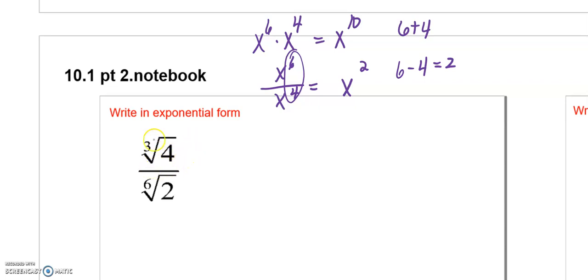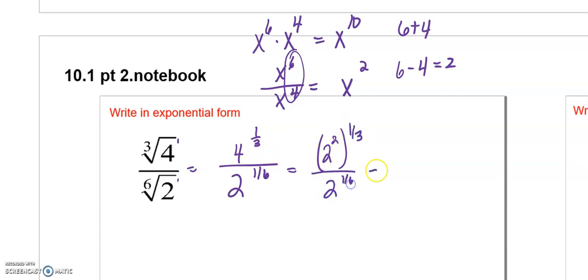So let's look. Can't divide because this is a cube root. That's a 6th root. There's no dividing this and making it 2 to some root. So I write 4 to the 1/3, 2 to the 1/6, because there's no other powers besides a 1. So the power on top, root on the bottom. At this point, I cannot divide because these aren't the same, but I should know that I can get 4 as 2 to the 2nd, which is 1/3 over 2 to the 1/6. So now my top is 2 to the 2/3 over 2 to the 1/6.